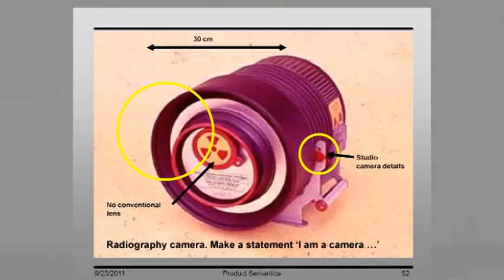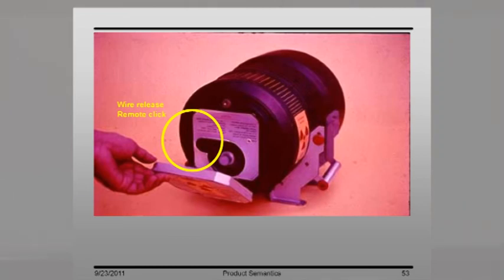So we actually borrowed from the camera to create a number of features. This comes from studio cameras, this comes from lenses, and this is a lens cap. By borrowing, you could at least create the feeling that it is a camera, and not a bag which contains instruments. It even had to be operated remotely, so we used the remote operation of a camera as a device to operate this.